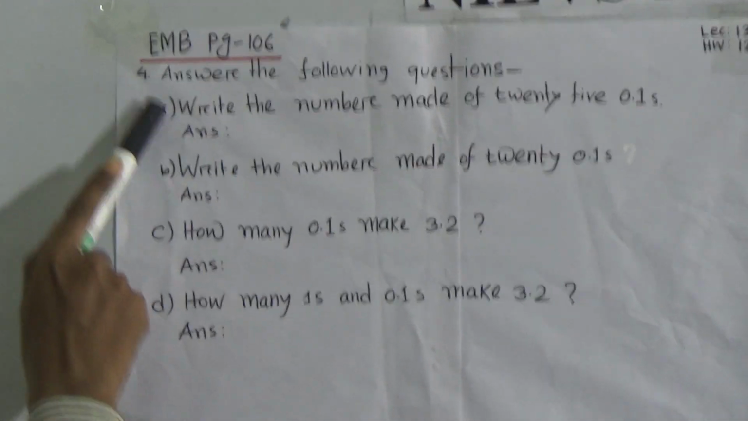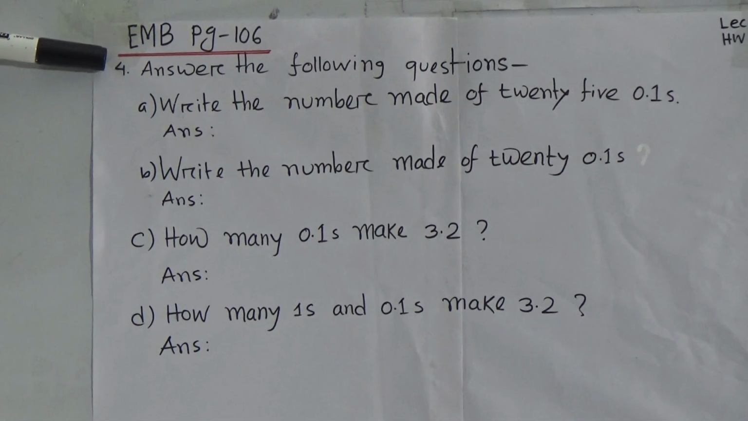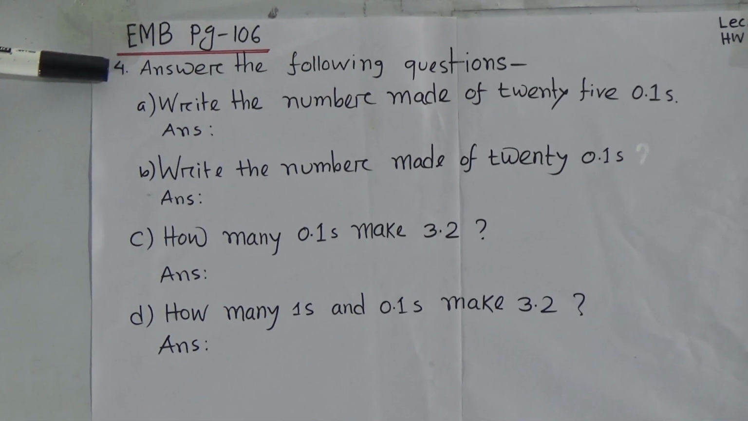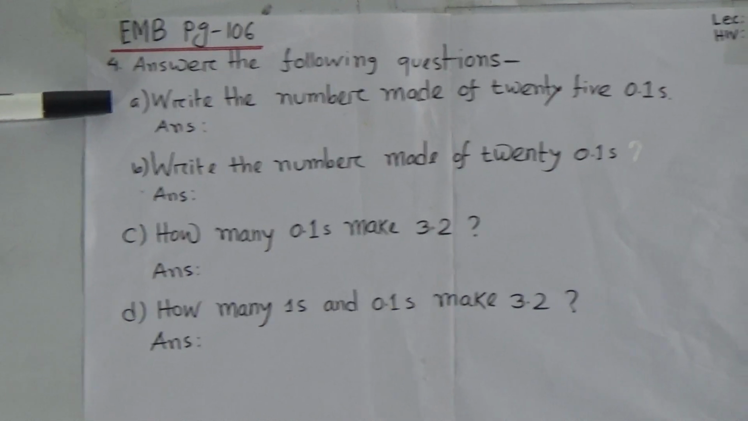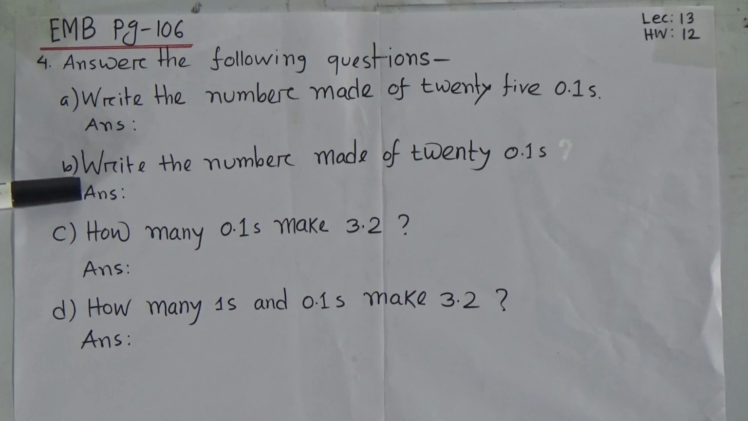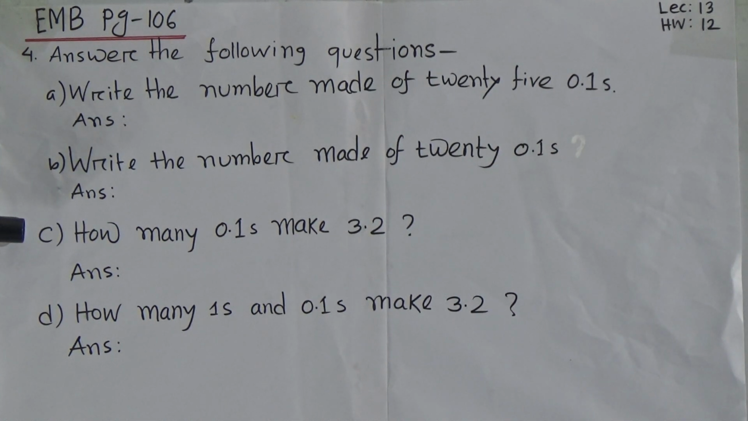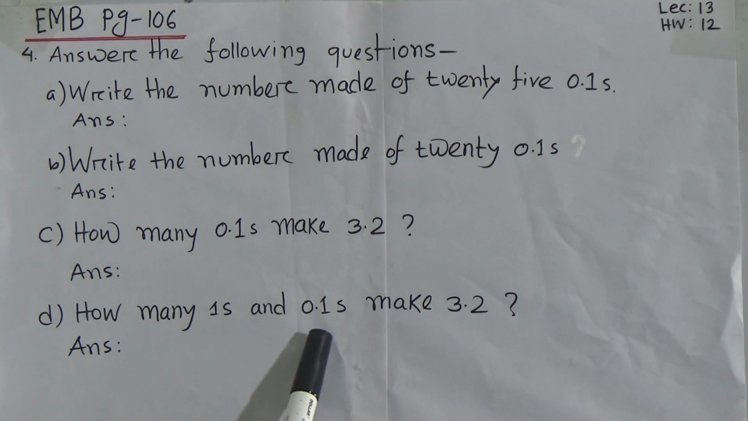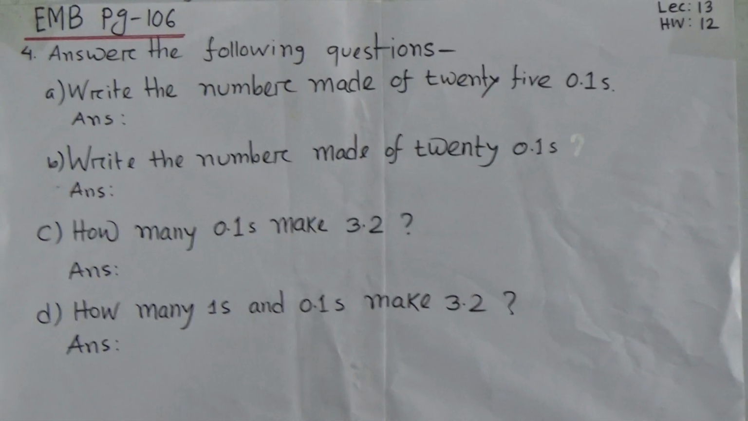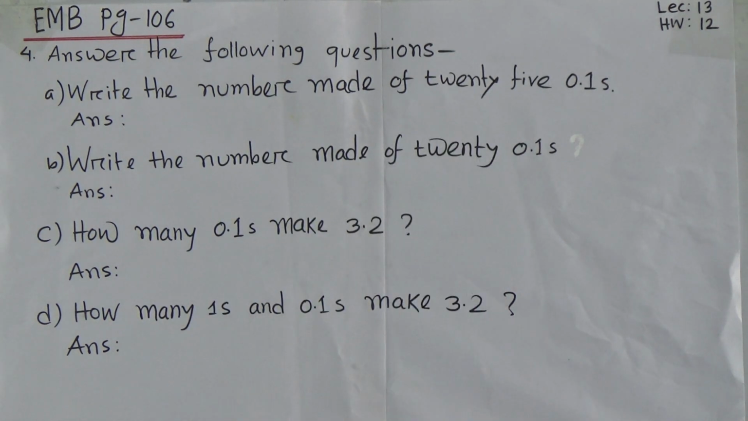Open your book, page 106, and read question number 4. Answer the following questions. A: write the number made of 25 0.1s. B: write the number made of 20 0.1s. C: see how many 0.1s make 3.2. This is an IQ type question. Dear students, look, write the number made of 25 0.1s.